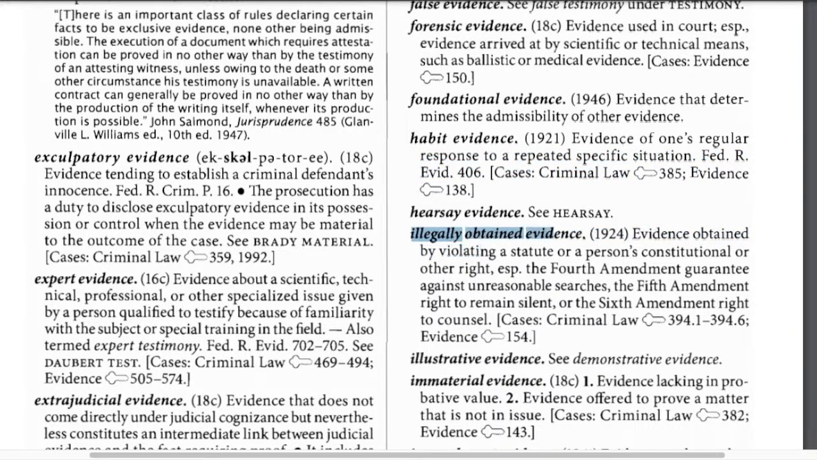We saw that. Illegally obtained evidence, 1924: evidence obtained by violating a statute, or a person's constitutional or other right. Wow, okay. Especially the Fourth Amendment guarantee against unreasonable searches, the Fifth Amendment right to remain silent, or the Sixth Amendment right to counsel. Beautiful. Illegally obtained evidence from 1924.